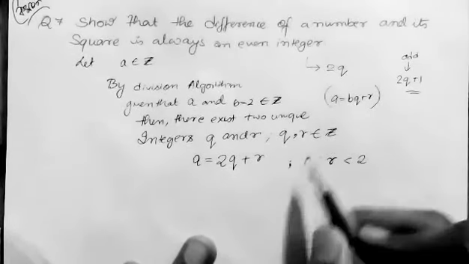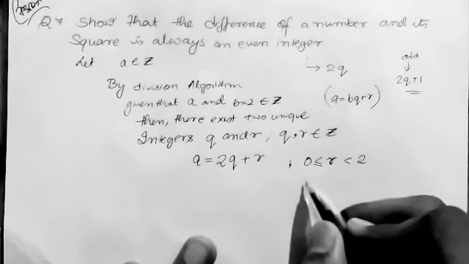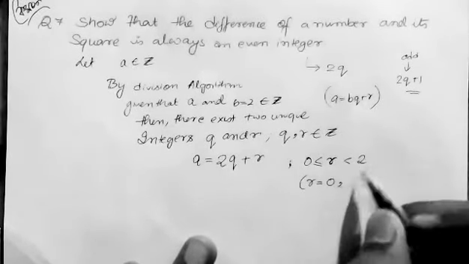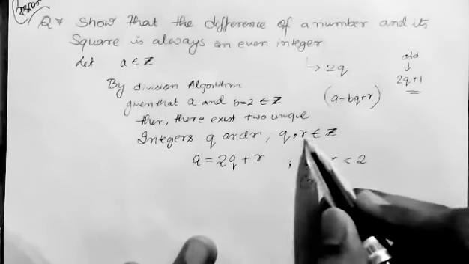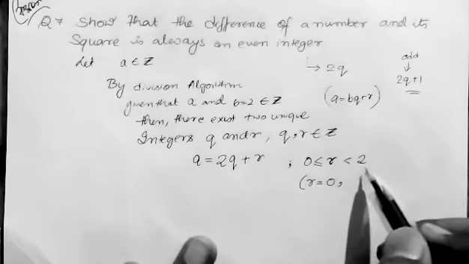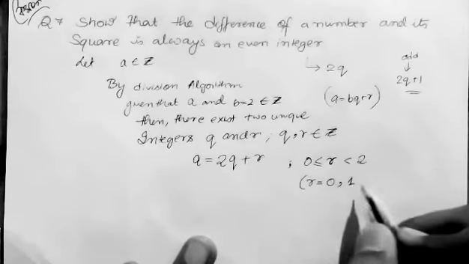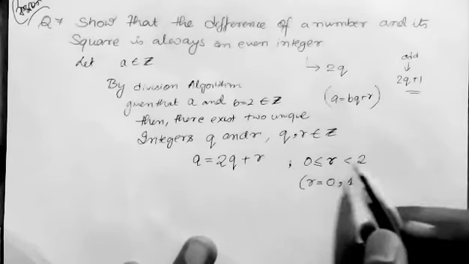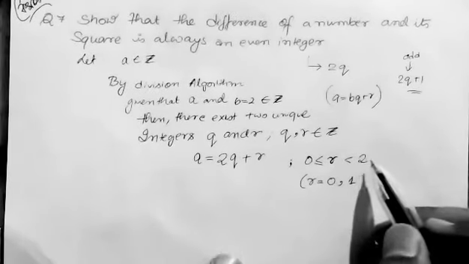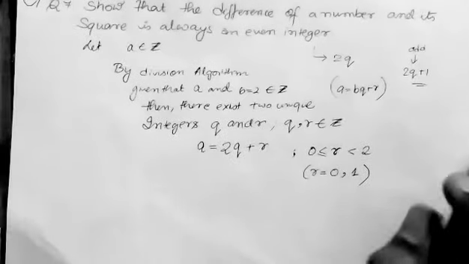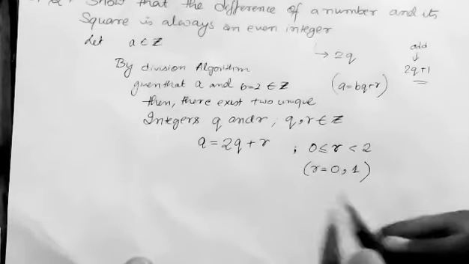Considering this restriction, now we can take the value of r. R can be 0, yes. Then as r is an integer, do you have any integer between 0 and 2? Yes, we have one. And can we take the value of r to be 2? No, we cannot, because r is always less than the value of b, which is 2. So for this case, we will get only 2 values of r.